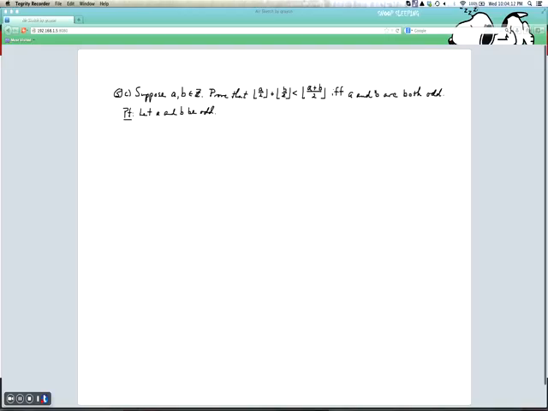Let a and b be odd. Now, what does that mean? Then there exist m and n, integers, such that a is 2m plus 1. I should write and, sorry.